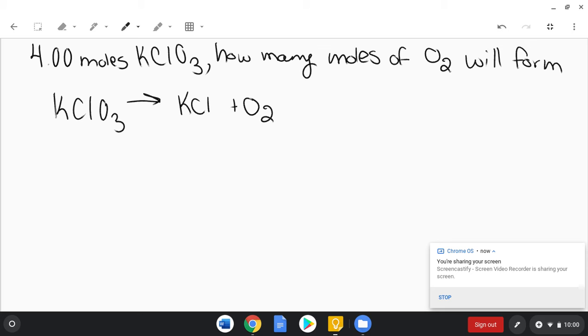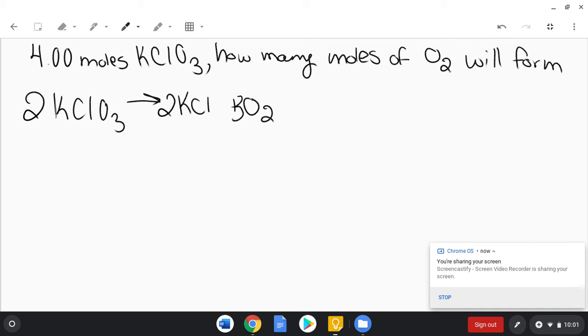I can see I have 3 oxygen on the left and only 2 on the right. So I'm going to go ahead and balance this. If you want to pause now and balance on your own, that'd be a great idea. So here I'm going to have to make both of these 6 oxygen. So I can put a 2 here and a 3 here. And then when I do that, I get 6 oxygen on both sides. But now I have 2 potassiums and 2 chlorines on the left. So I have to balance that out. 2 potassiums and 2 chlorines on the right.